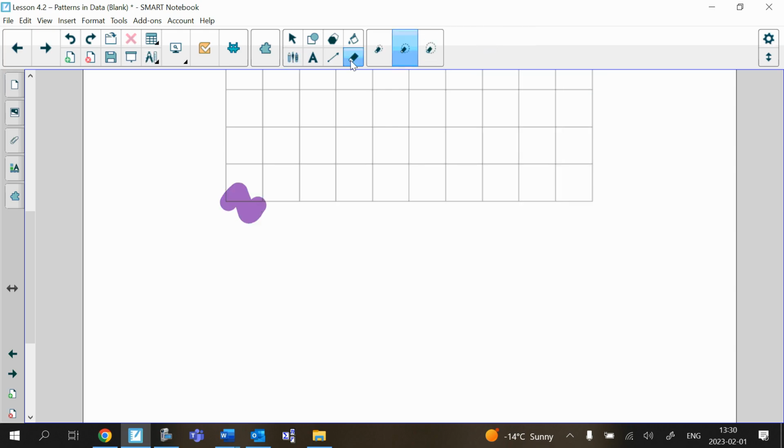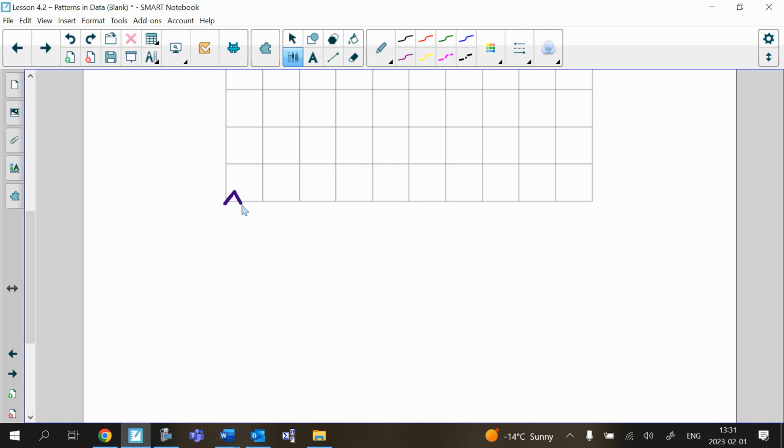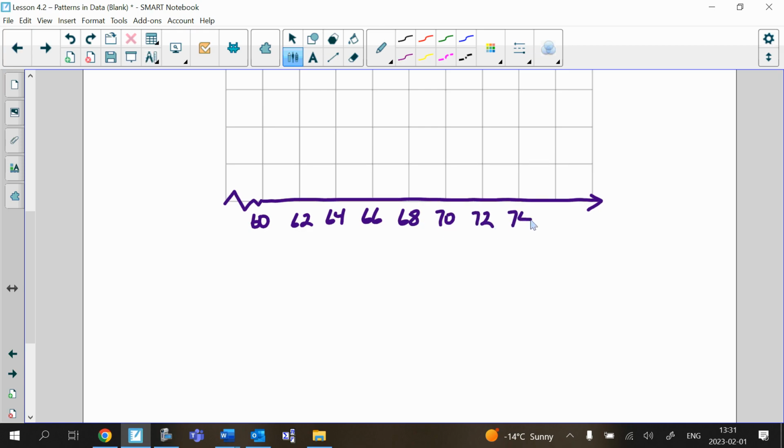And we'll start at 60. And then we'll go 62, 64, 66, 68, 70, 72, and 73 was the highest, so I only have to go to 74. And that represents the height. We want to label that, and that's in inches.